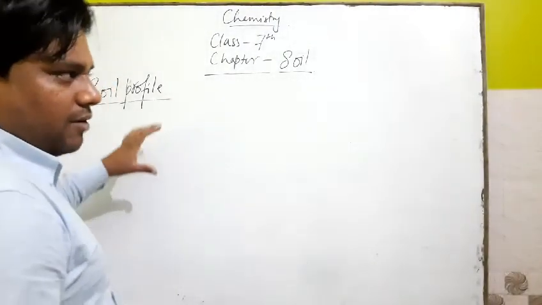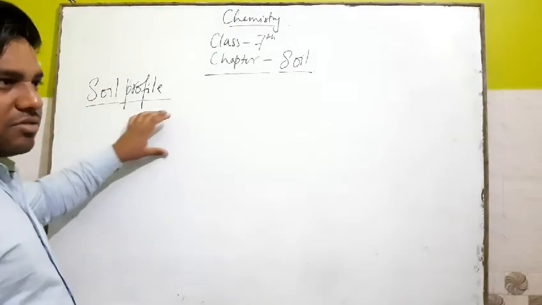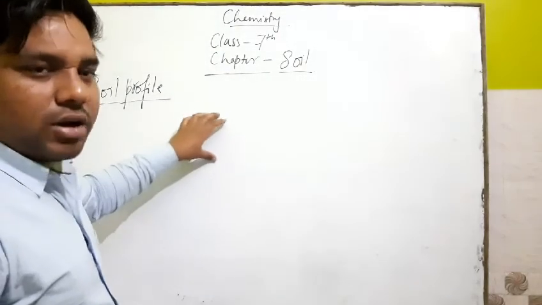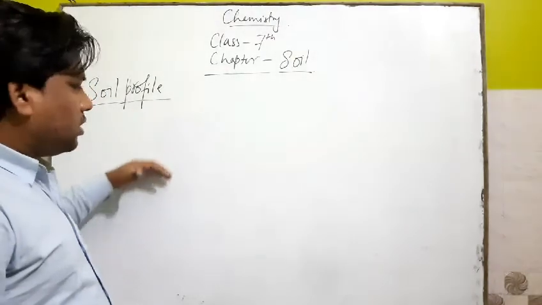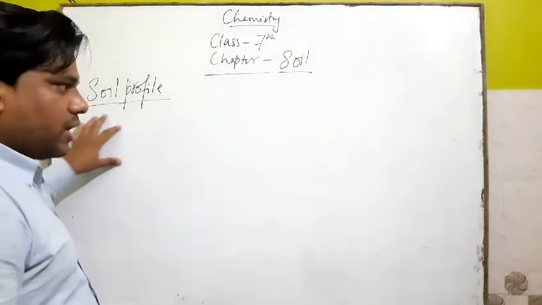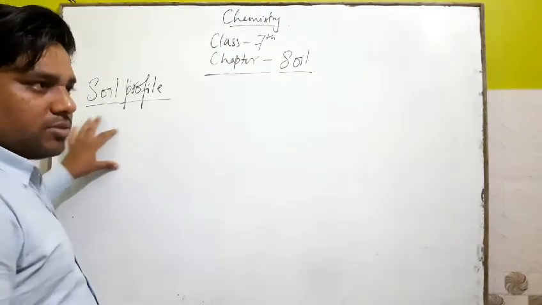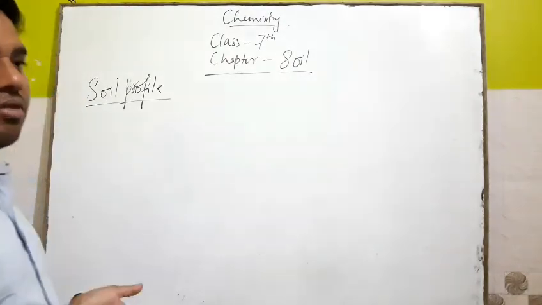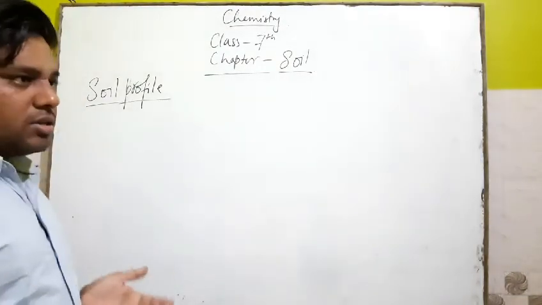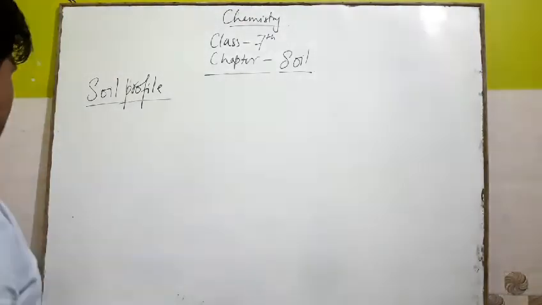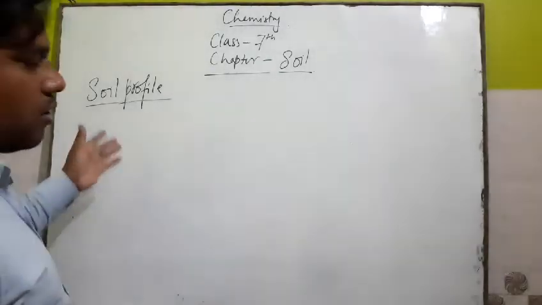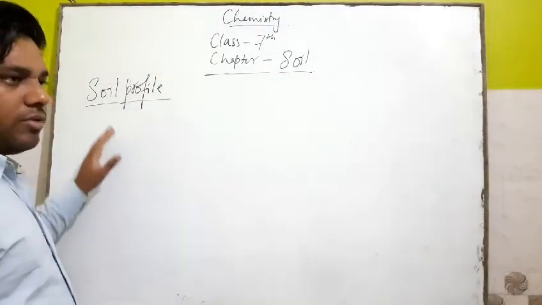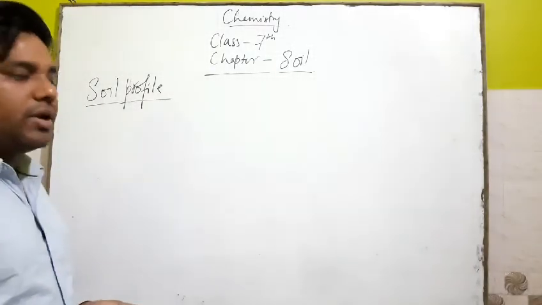At the first layer, the color of that soil can change from the other layer of soil. After that, there is a different color of soil present, and after that, there is again a different color of soil present. The hardness and softness of the different layers of the soil is also different.